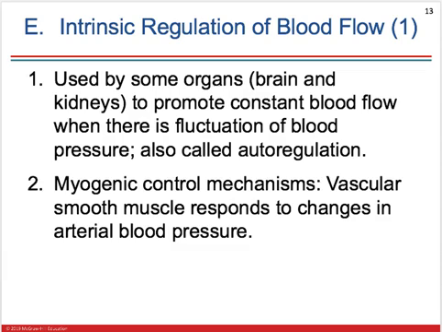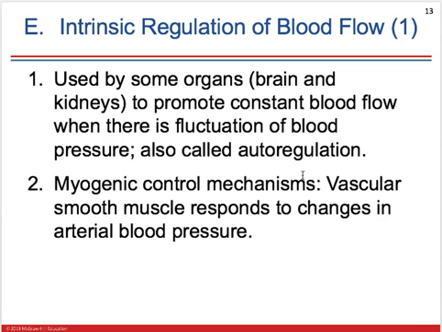But then there's also something referred to as intrinsic control. What's intrinsic compared to extrinsic? Extrinsic is hormonal or the autonomic nervous system. Intrinsic is intrinsic to that tissue itself, that structure itself. So some organs, and we'll get into these in a little more detail in other parts of the course, like the brain, for example, or the kidney, have their own mechanisms to modify blood flow. The idea here is to maintain blood flow relatively constant in the face of changing pressures. And so this is referred to as autoregulation.